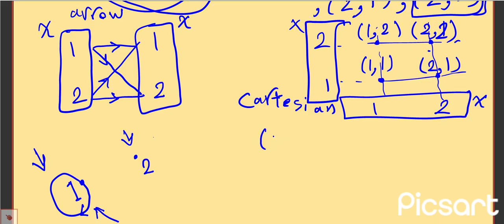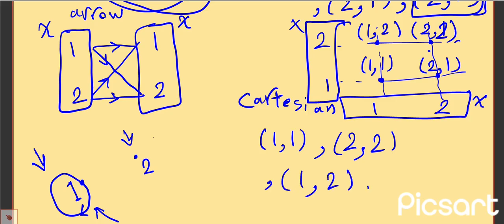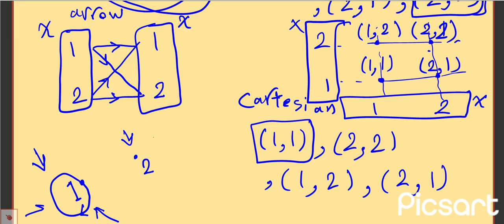Look at this. We have the ordered pairs 1 and 1, 2 and 2, 1 and 2, 2 and 1. So here, 1 and 1, we can represent it like this. A circle with a direction, like this. The same for 2 and 2.